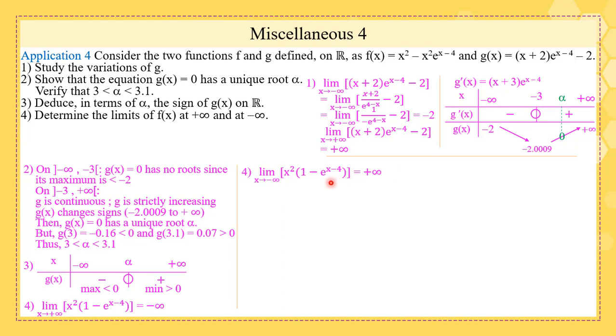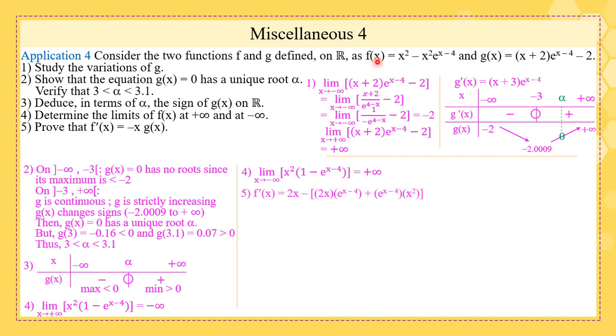This one is found by substitution. Part 5: prove that f prime of x is minus x times g of x. Try also to find this relation alone.